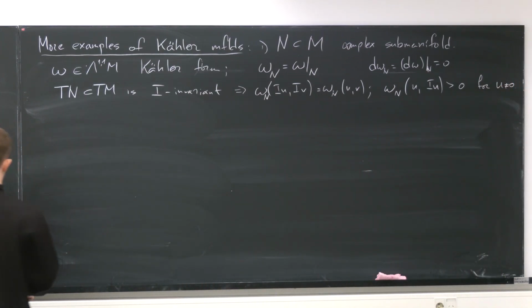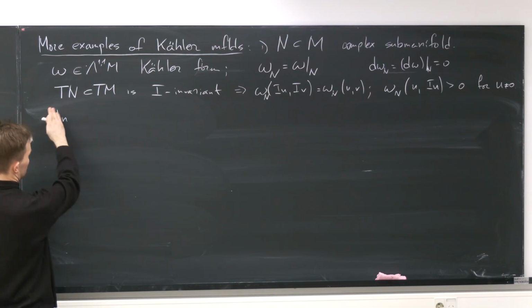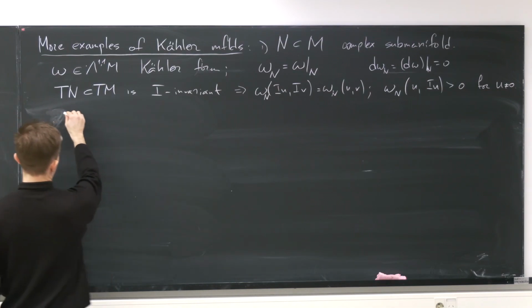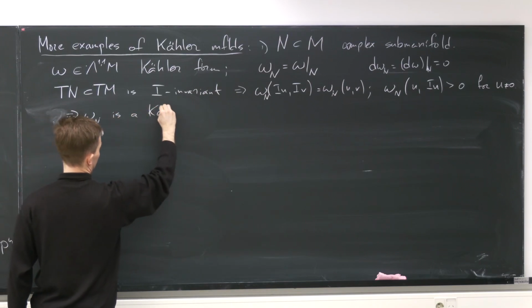So that's a Kähler form. In particular, all projective varieties, they are closed complex submanifolds in CP^N, they are Kähler. Okay, so here the conclusion is that omega n is a Kähler form on M.